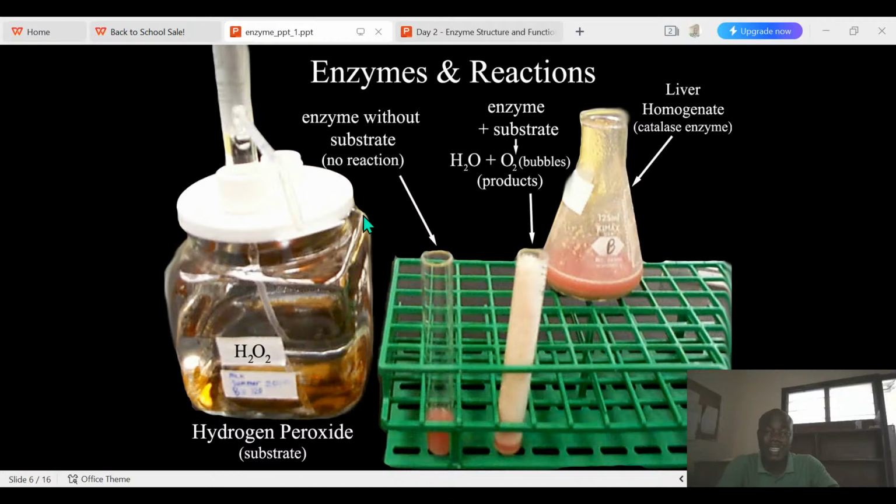And then here you have enzymes plus substrates. If you now observe here, you will see that there are bubbles. Bubbles are formed. So you see enzymes plus substrates, water molecules and oxygen are generated, and at the end you have bubbles. This is to show you that there is an enzyme and a substrate. So there must be an enzyme and a substrate before a reaction takes place.